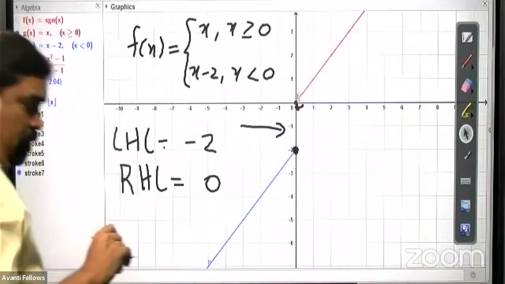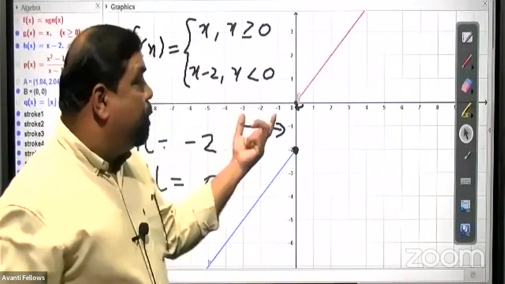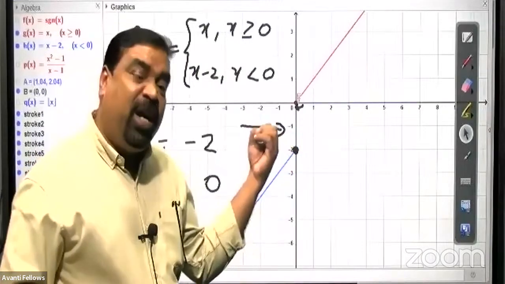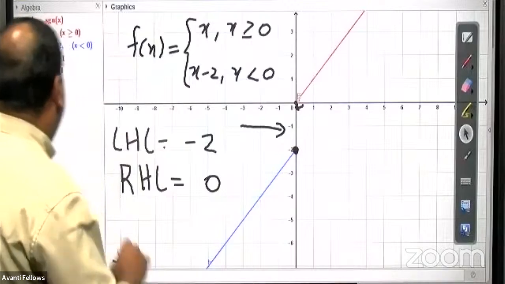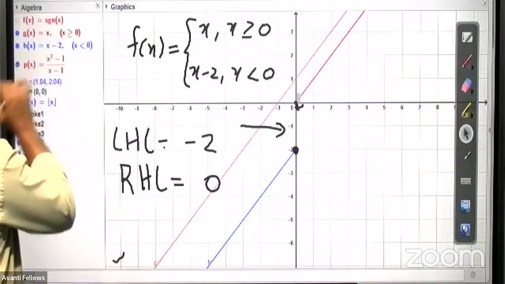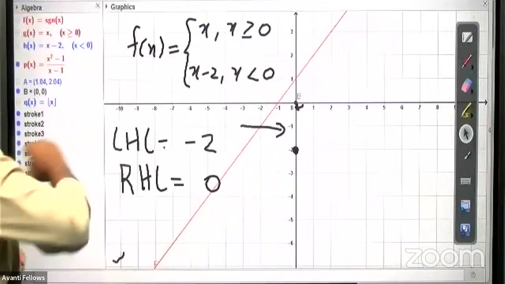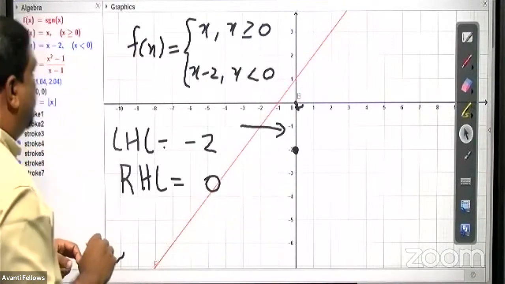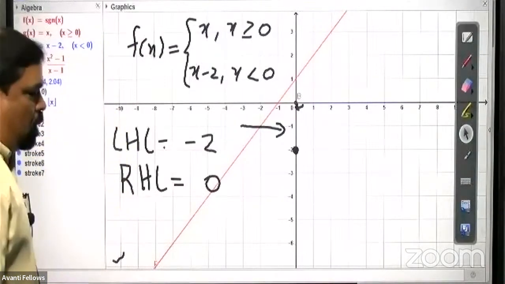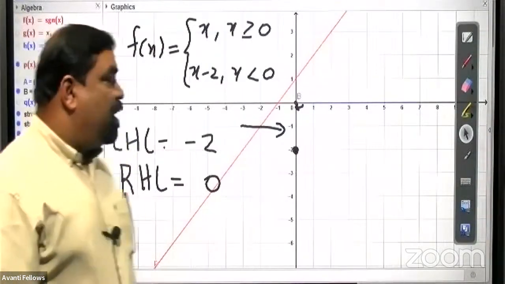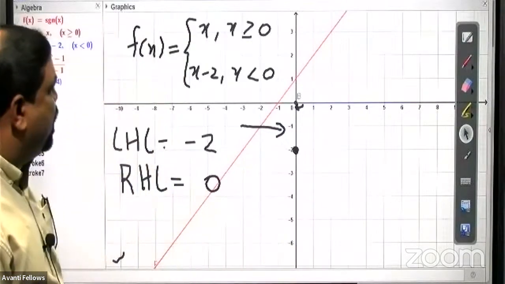Now, sometimes we may not be able to identify the gap in a graph by our eyes. Always it is not possible to recognize whether there is a gap or not. So, at that time, we need our definition, the algebraic definition actually. You can see this graph actually.